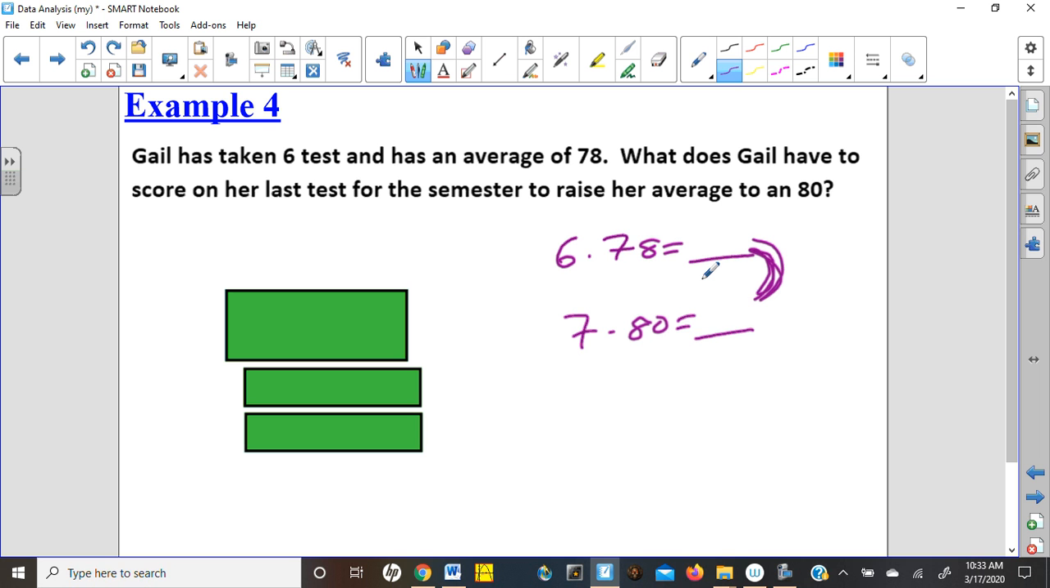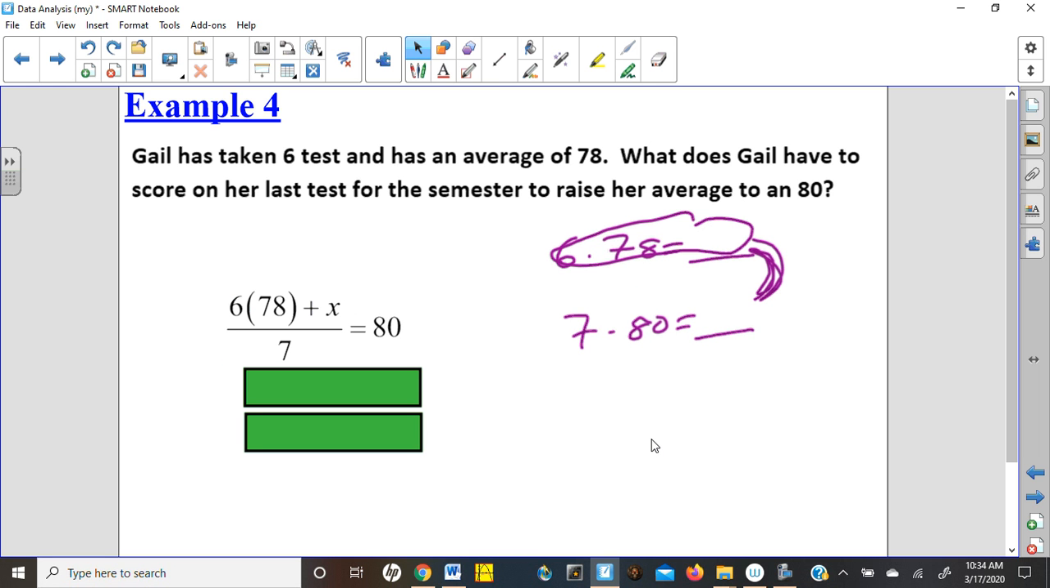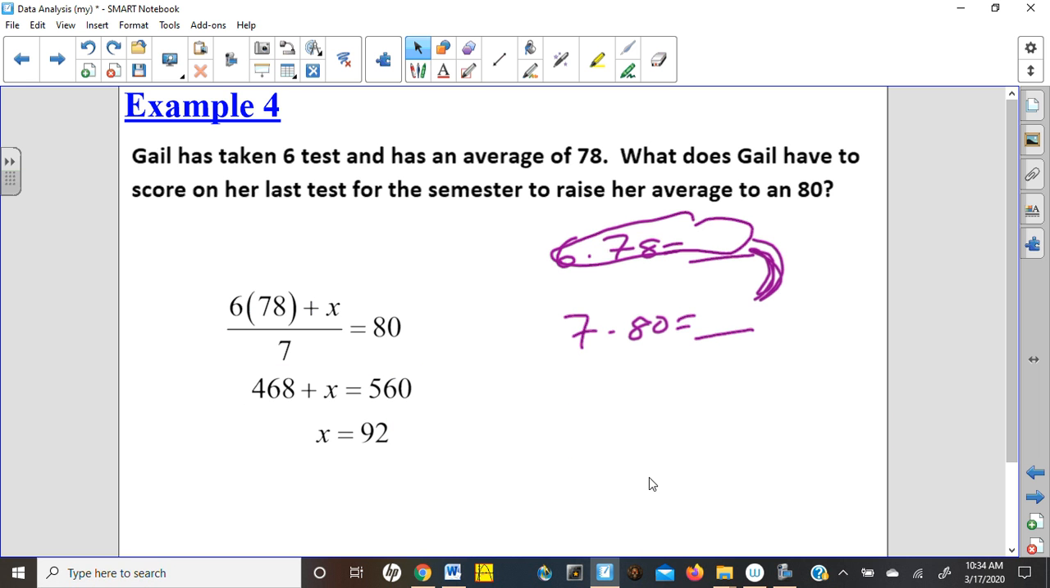But this is another great opportunity to set up one of these equations, where if I take this total, 6 times 78, and add it to a missing score, and then divide by not 6 tests, but a total of 7, and set the average equal to 80, the algebra will basically do this calculation for me. So there it is, 6 times 78 plus the unknown 7th score divided by 7. Let's multiply both sides by 7 to get rid of the denominator. Let's also multiply 6 times 78, and then a simple subtraction will give us a score of 92. So apparently Gail's going to have to do a little bit better than she has been doing to get her average up to an 80.